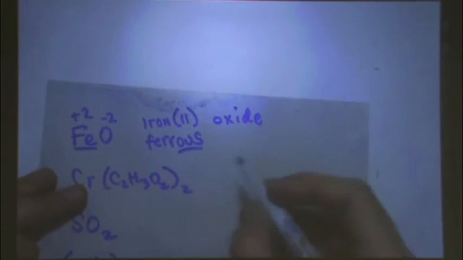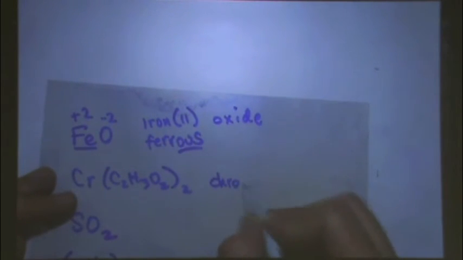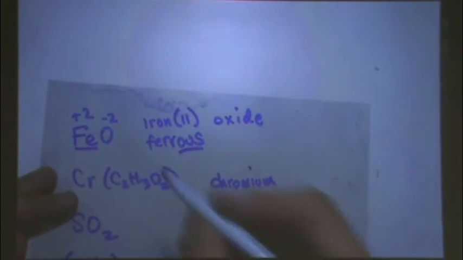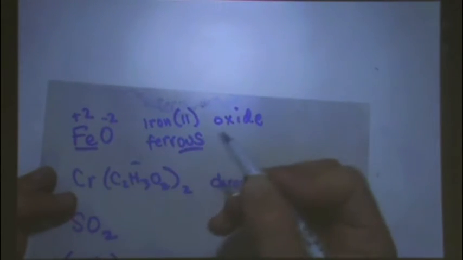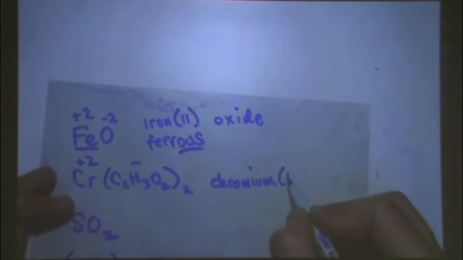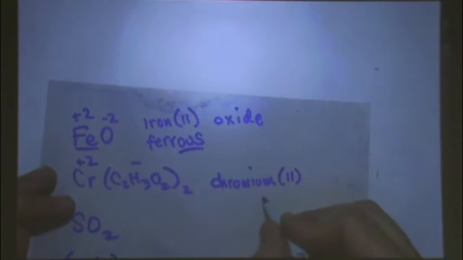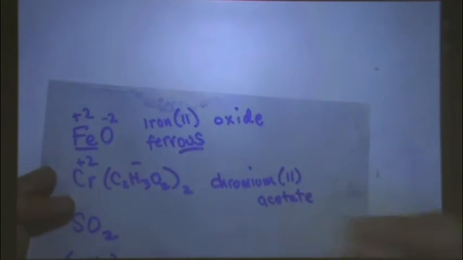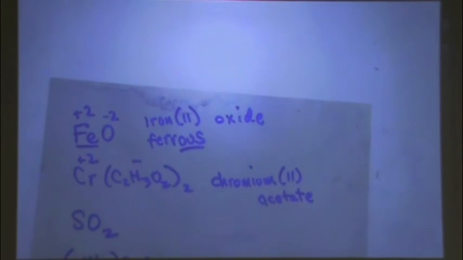I've got a chromium here. This is ternary. Chromium, I need to know the charge on it. Acetate is -1, so chromium must be +2. So chromium 2 acetate. This is the acetate ion, so it's just called acetate. You could call it chromous acetate as well, because there is a Latin equivalent.